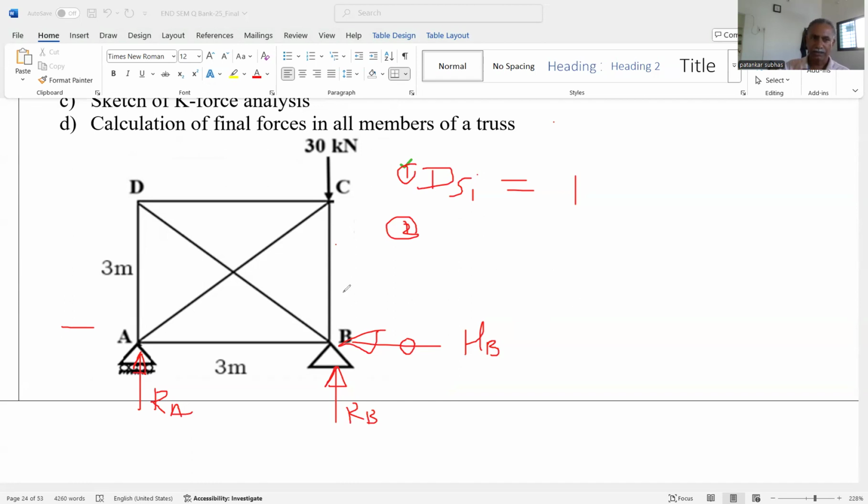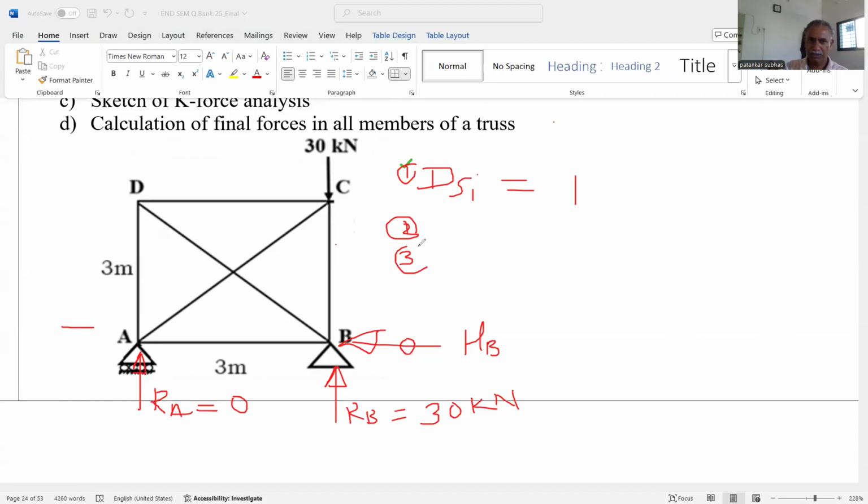Okay. And here, if you observe this truss, the force acts along the same line. So we say, using the principle of transmissibility, RB is equal to 30 kilonewton directly, or we can apply summation Fy is equal to 0 and moment about point A or B is equal to 0, and we get the same answer. So RB is equal to 30 kilonewton and RA is equal to 0. Then step number 2, that is, we find out the support reaction.